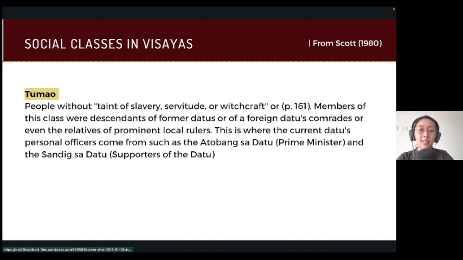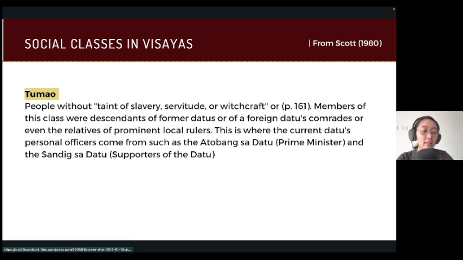Members of this class were descendants of former datus, or of foreign datus commanders, or even the relatives of prominent local rulers. This is where the current datus personal officers come from, such as the Atobang Sadatu, or Prime Minister, and the Sandig Sadatu, or supporters of the Datu.